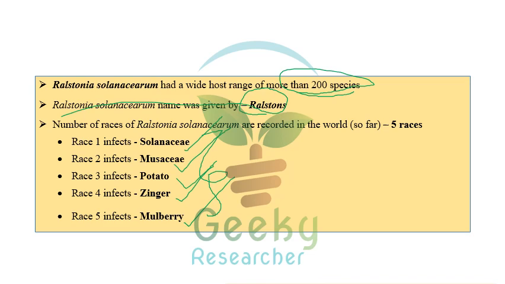Race 2 infects, most of the time I have seen this: Ralstonia solanacearum race 2 infects Musaceae, or banana, or Musa paradisiaca. They will ask in a different way, with scientific names to confuse us. But race 2 infects Musaceae, race 1 Solanaceae, race 3 potato, race 4 ginger, race 5 mulberry. So these are the various races of Ralstonia solanacearum and the species they can infect. This is a very, very important thing that I would like to tell.